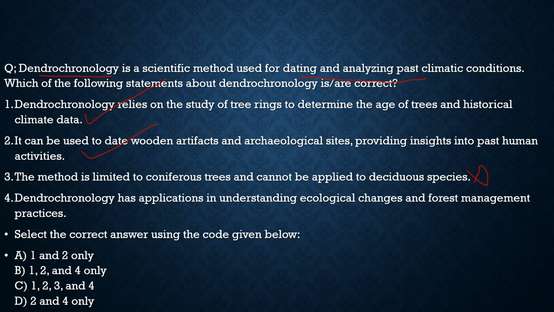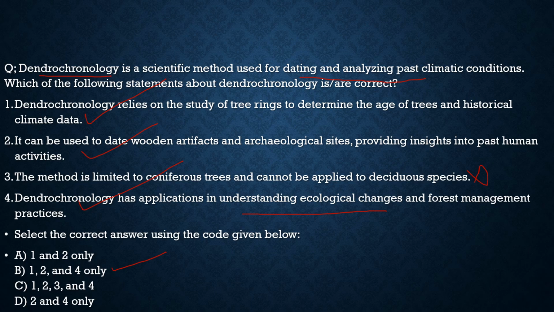It is applied to both types. Fourth, dendrochronology has application in understanding ecological change and forest management practices, correct. So with respect to this question, statements 1, 2 and 4 are correct, and the correct answer is option B. Statement 1, statement 2 and statement 4 are correct with respect to this question.